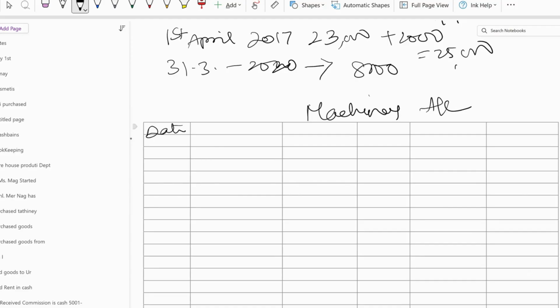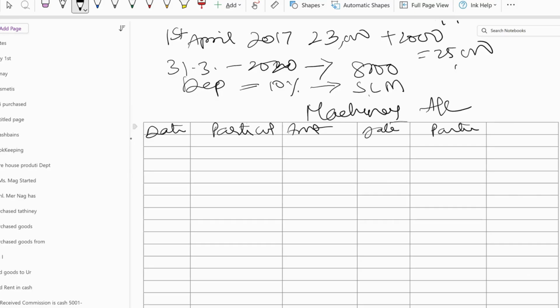Now this is a machinery account. Date, particulars, amount. And what is the depreciation? They said 10%. And what is the method of depreciation? Straight line method. So what do you mean by straight line method? Every time same amount of depreciation will be there. Okay.